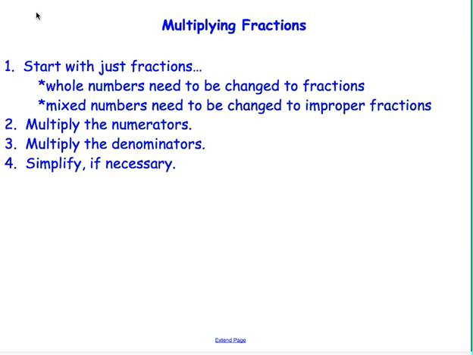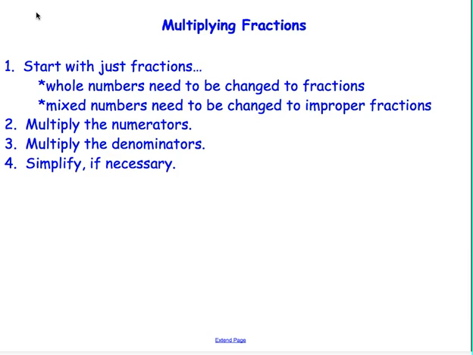Now we talked about that. If you have a fraction and a whole number, the whole numbers need to be changed to fractions before you can begin. Well, today we're going to be talking about mixed numbers. And mixed numbers need to be changed to improper fractions before you can multiply as well. So put this in your notes, copy these things down, and then we'll talk about how you do that.